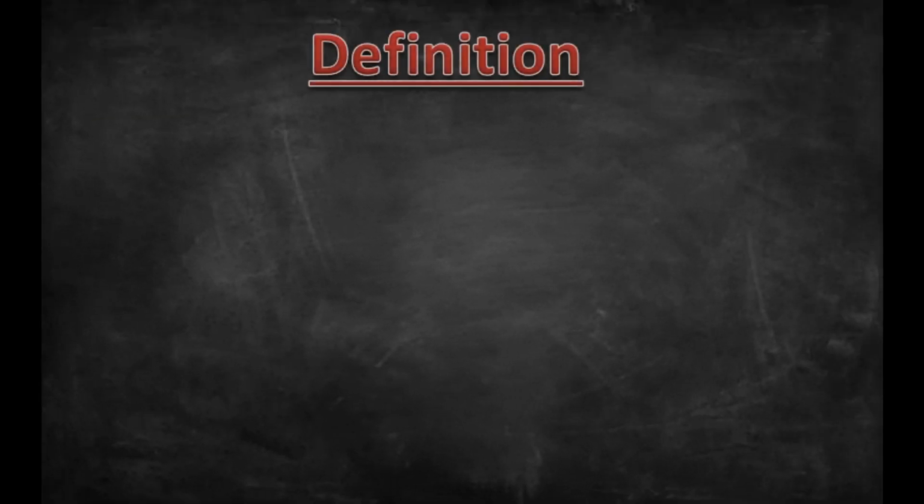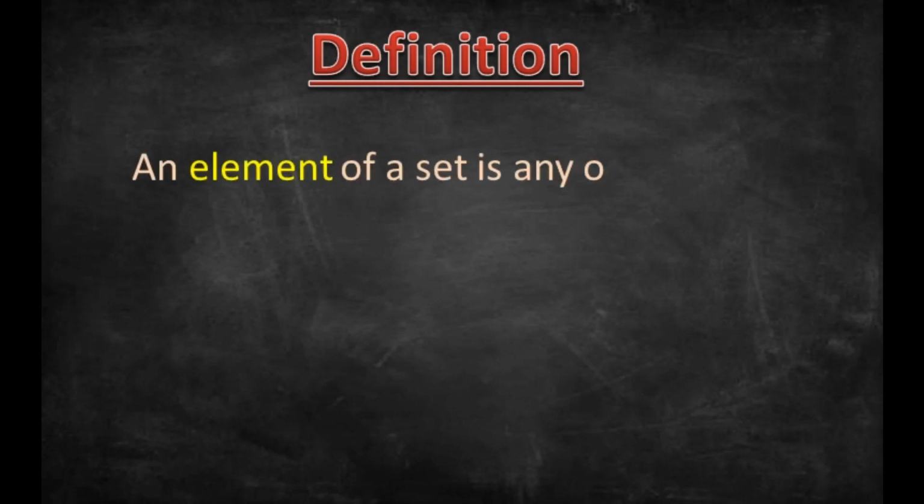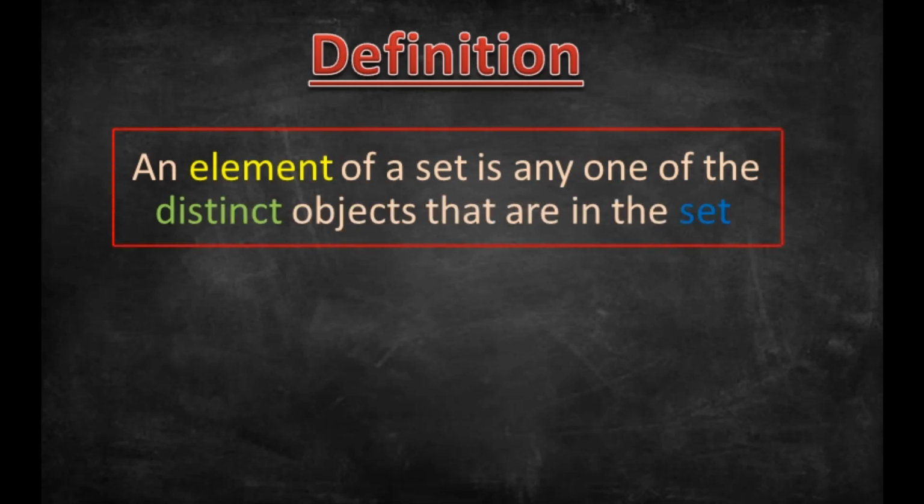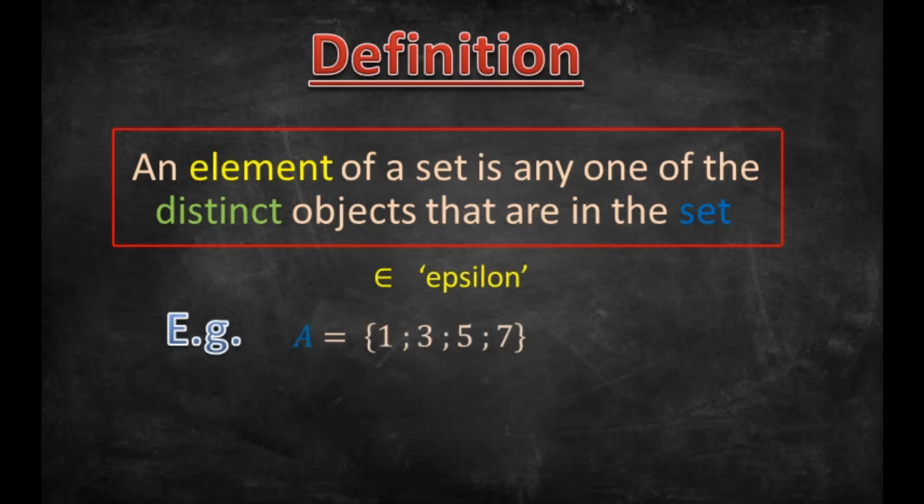Let's have a look at what we mean by an element of a set. An element of a set is any one of the distinct objects that are in the set. We use the Greek symbol epsilon to denote an element. For example, let's say A is the set 1, 3, 5, and 7. Since 3 is an object in the set, we say that 3 is an element of A. The number 4 is not in the set, so we say that 4 is not an element of A by drawing a line through the symbol epsilon.